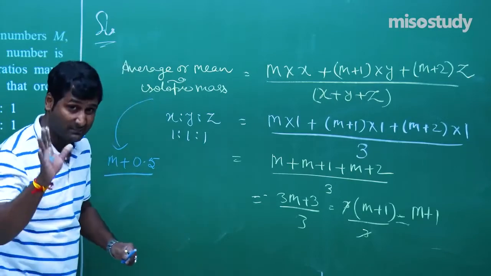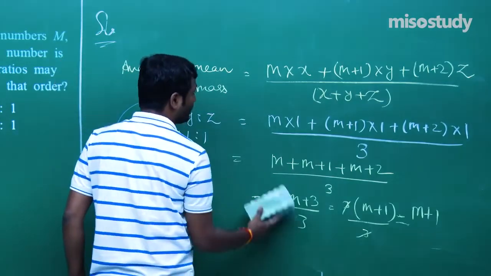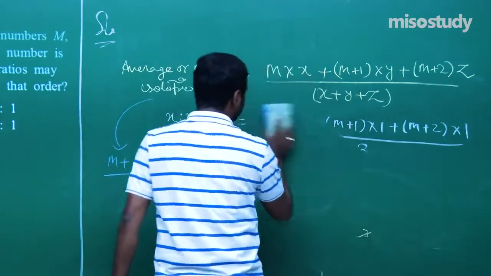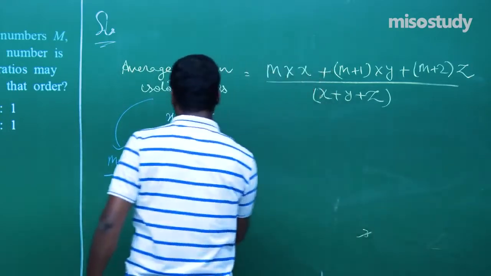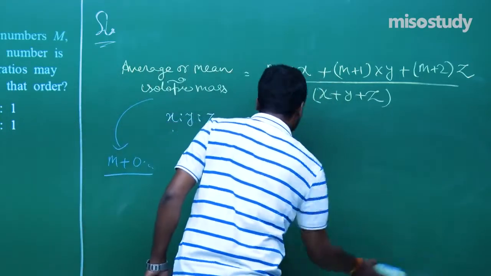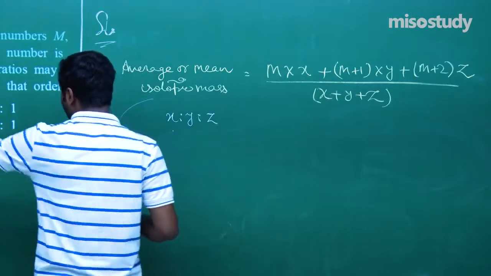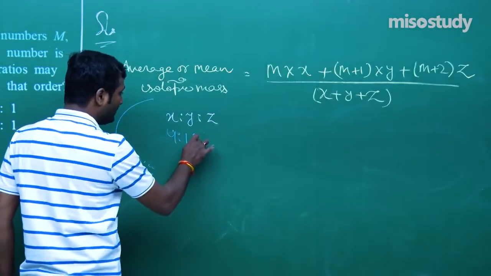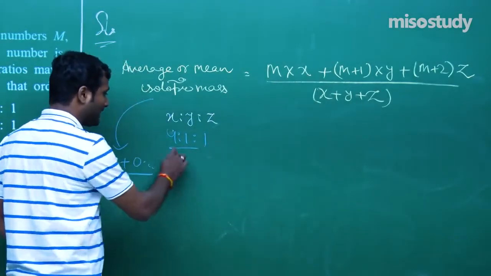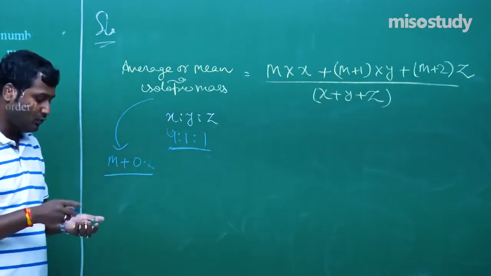This is the best method. I am giving you the best solution for such kind of questions. Now let's check the second option. Here the second option has the ratio 4 is to 1 is to 1. Am I right, my friend? Yes, sir. 4 is to 1 is to 1.